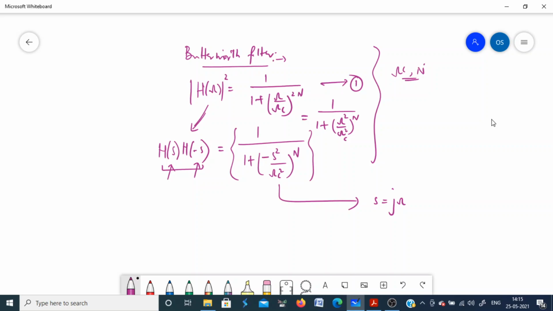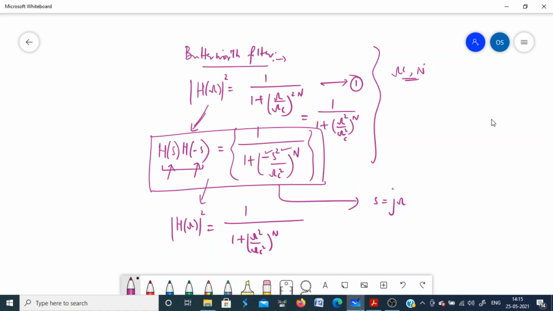So this equation will turn to be this. If you put s equal to j omega, your Laplace converts to Fourier, and you will get again 1 upon 1 plus, since this is minus s square here and s is j omega, it will become j square omega square, and j square is minus 1, so that minus and this minus will become plus. You will get again omega square upon omega c square to the power n. Okay, so in terms of Laplace transform, you can write this equation.